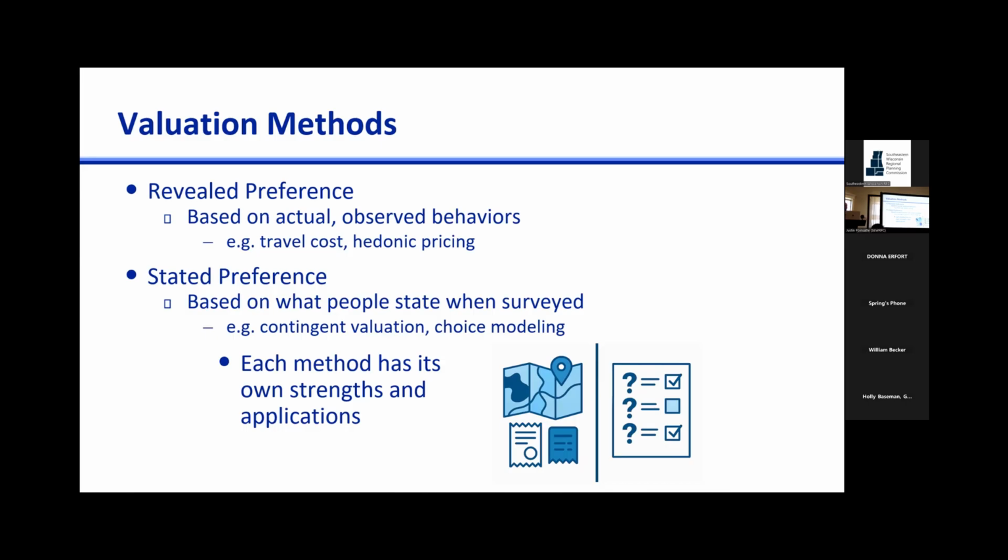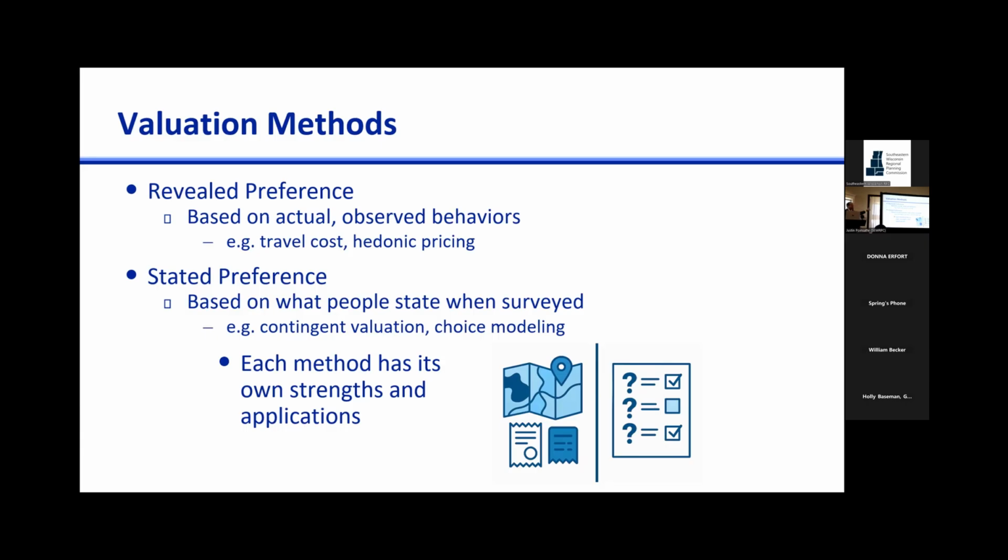Each method has its own strengths and weaknesses. Revealed preference is based on actual behavior. The weakness is it can only measure use value. Stated preference's strength is it can measure any type of value. The weakness is it's based on hypothetical behavior, so you have to mitigate the incentives for people to misrepresent their values for the environment.